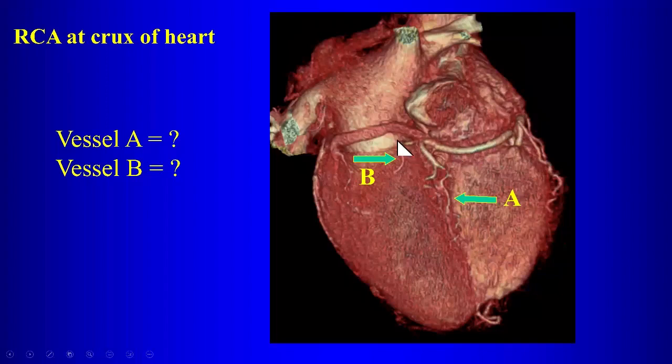Now, what is vessel B? What is this guy? No, no. Posterior left. It's the posterior left ventricular branch. It's supplying the posterior wall. See, it's going to the posterior wall of the left ventricle. Remember, a dominant right coronary artery gives you a PDA, and there's a branch that continues as a posterior left ventricular branch, okay?